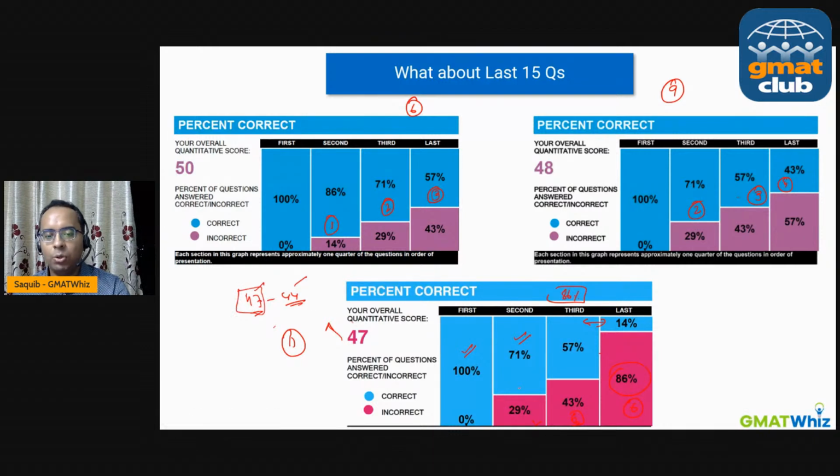So even if you end up making 2 or 3 mistakes, or you feel that you might have, still try and do your best in the second and third quarter as much as you can. Don't mess this up royally. Don't get 86% wrong here, 86% wrong here. Please don't do that. And even if you mess up a little bit of your first quarter or second quarter, that is still okay.